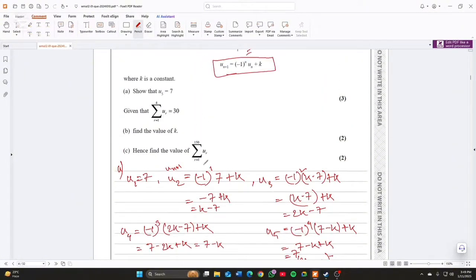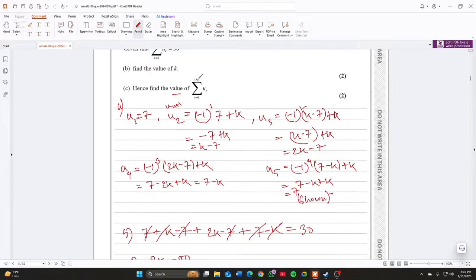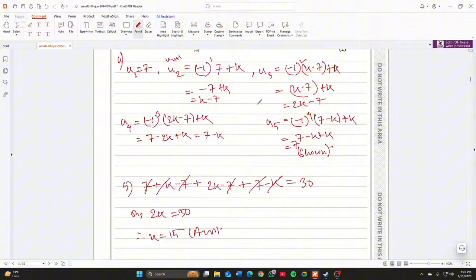Then moving on to question C, we have: hence find the value of the summation of r from 1 to 150. This is a tricky question because this is a very huge number, we cannot calculate up to that value. But here we can see that we have a sequence, right? For u1 we got 7, but by the fifth term we got a repeated answer of 7.